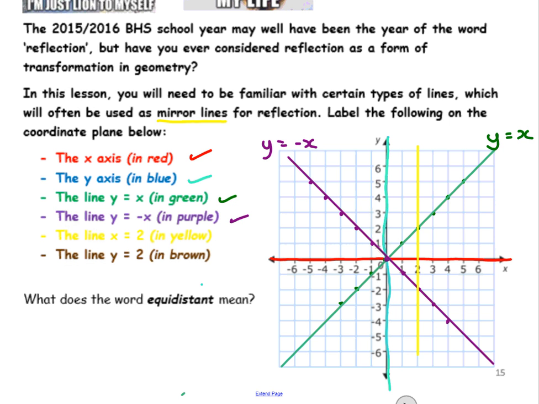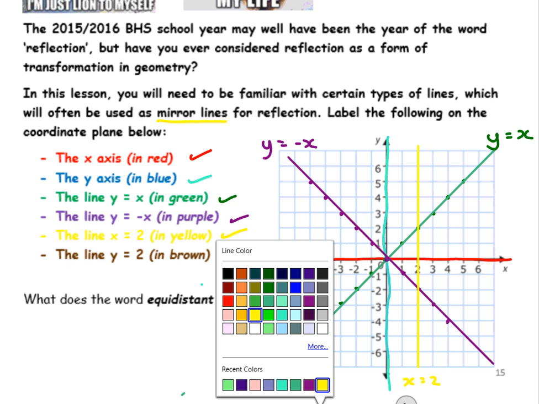I might label that just for reference, so when I look back on it, I can see what it is. X equals 2. Done. And in brown, it's the line y equals 2. So y equals 2, if you cut through the point y equals 2, right there, would it be a horizontal or a vertical line? That's right, it would be a horizontal line.